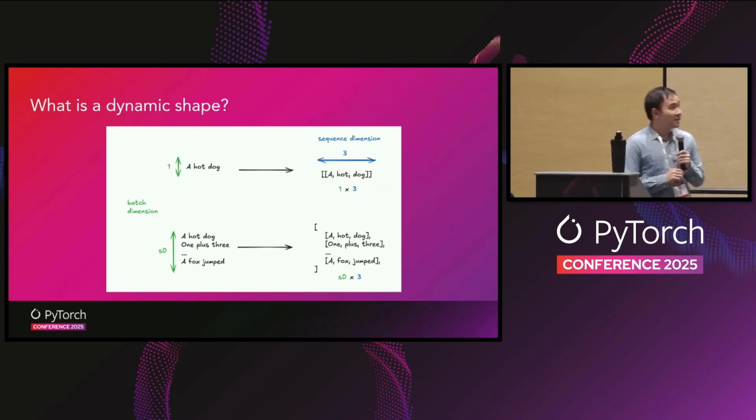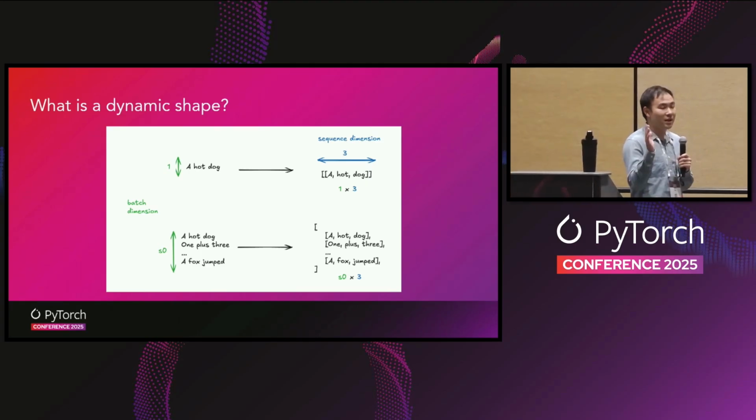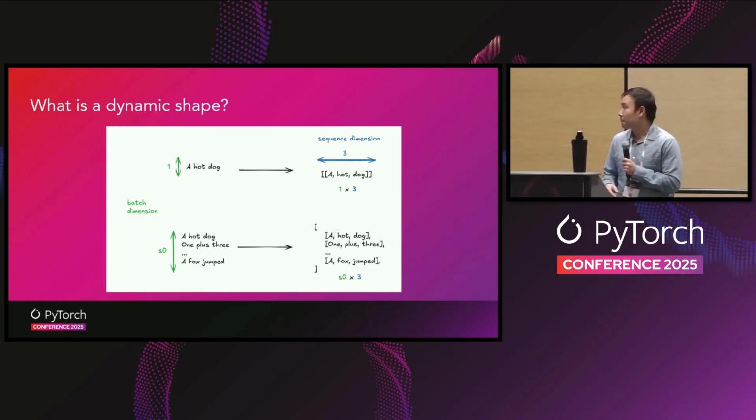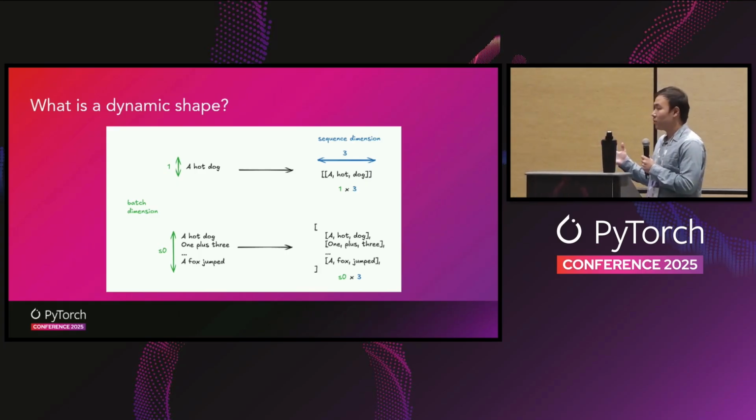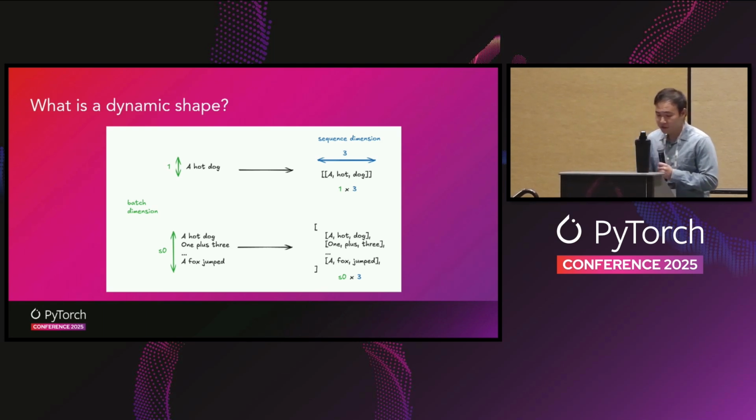Okay, so what is a dynamic shape? For this talk, we're going to imagine that we're building an LLM service, maybe something like ChatGPT. And like most LLM services, what we want to do is batch user requests together.